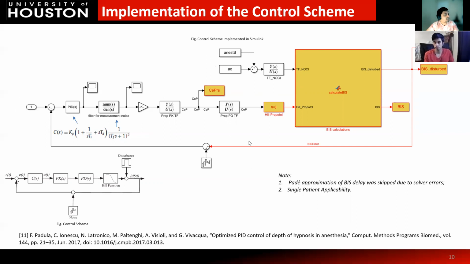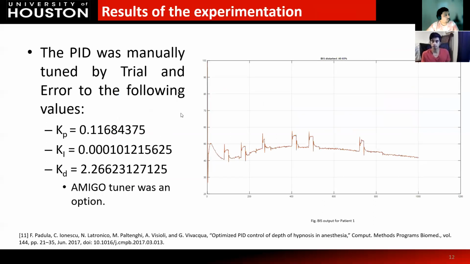The two noteworthy things here are, again, as Javier just mentioned, single patient applicability. And we have removed the PADE approximation of the BIS delay, which was causing the solver errors. We tuned the PID manually, trial and error. It was not really difficult, to be honest. We found the range being met in less than 10 seconds. We were able to meet the range between 40 and 60 based on these PID gains.